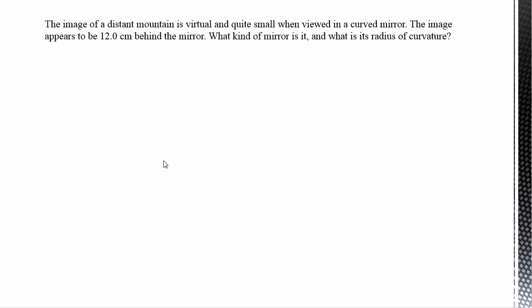Okay, one more. Image of a distant mountain is virtual and quite small when viewed in a curved mirror. Image appears to be 12 centimeters behind the mirror. What kind of mirror is it? Well, obviously it's a convex mirror, because why would I be doing a concave mirror example in the convex mirror video? So we know that, but also because the image is virtual and it's a distant object that we are making an image of.